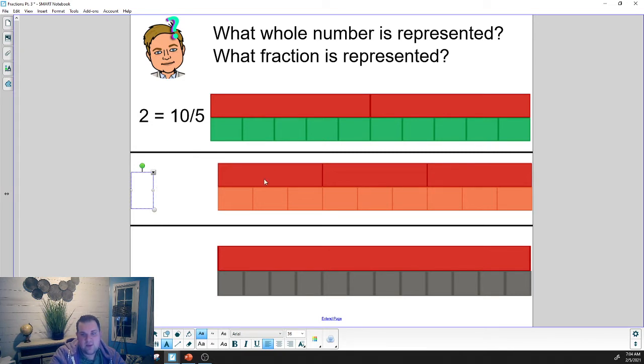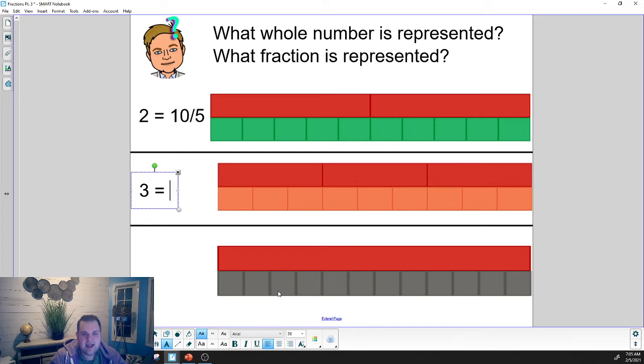This time we see 1, 2, 3 red pieces, so there's 3 wholes. And the orange pieces is the fraction we want to determine. So what do you think the fraction is with those orange pieces? Enter that into Play Pause It.